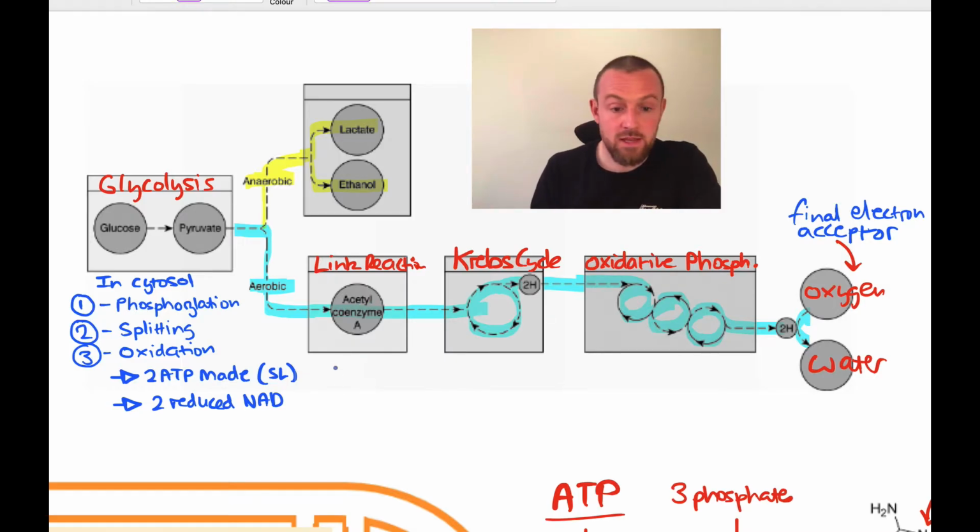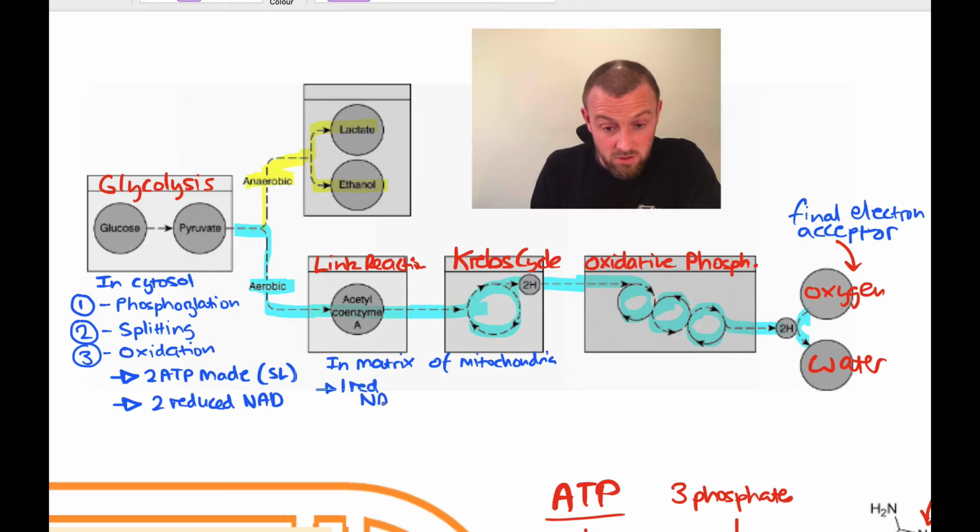Link reaction. Okay, the link reaction is in the mitochondria. So it's in the matrix of mitochondria. And I'll kind of stretch that across here because that in matrix of mitochondria refers to both the link reaction and the Krebs cycle. Now in the link reaction, we just get, as a product, 1 reduced NAD. Okay, so I'll shorten that to 1 red NAD, red for reduced.